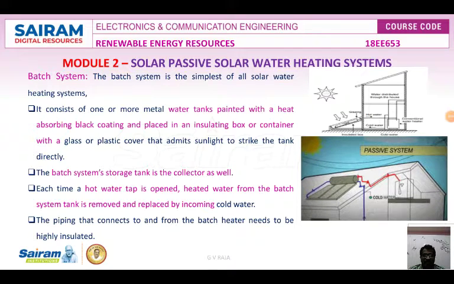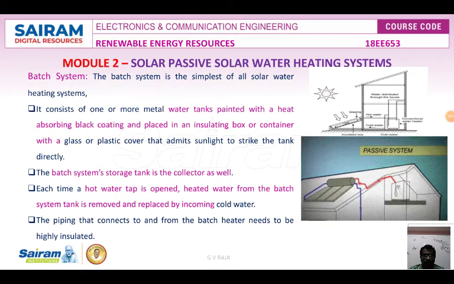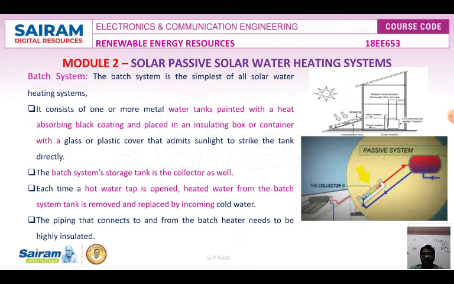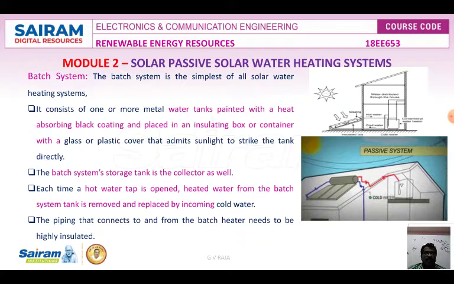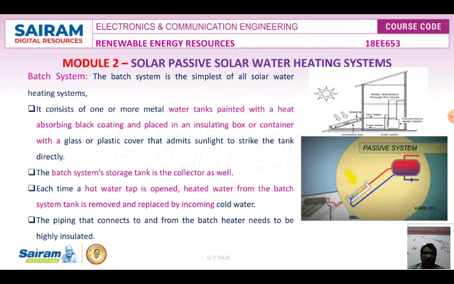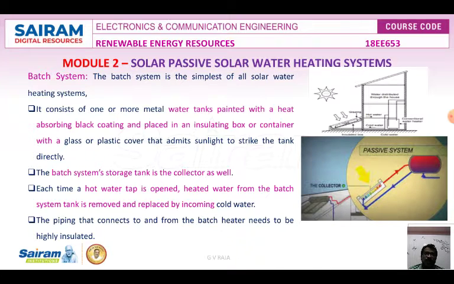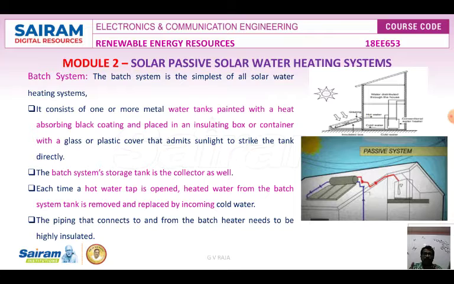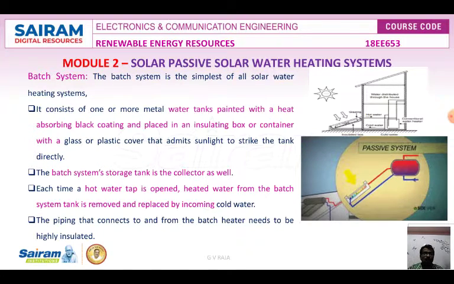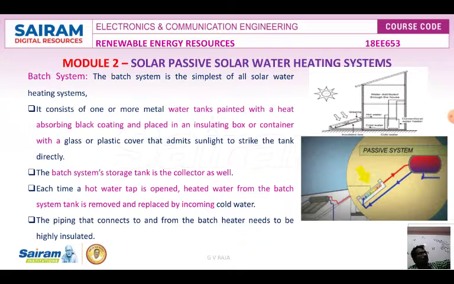See, solar passive solar water heating system. That is the passive solar water heating system. The passive solar water heating system uses natural convection or household water pressure to circulate water through the solar collector naturally. No pump is used, no fan is used, no blower is used, no motor is used to circulate the water from the tank to the collector.